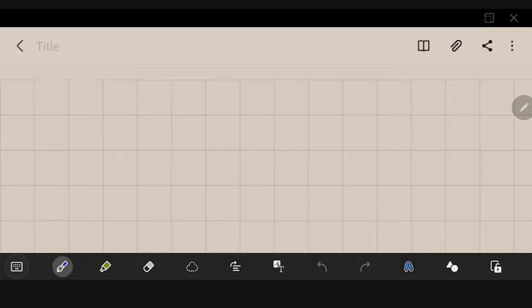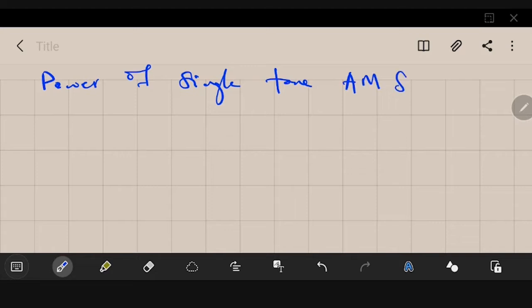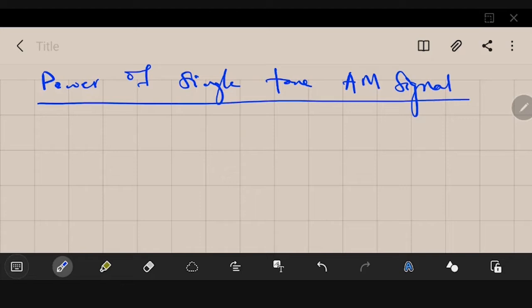Today we will be discussing the power of single tone amplitude modulated signal. Let me write it here. Power of single tone amplitude modulated signal, AM signal. Okay. So in the earlier class we have already found out the expression for the single tone amplitude modulated signal. So let us now try to find out the power contained in the single tone modulated signal.